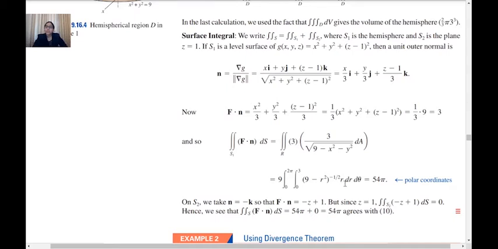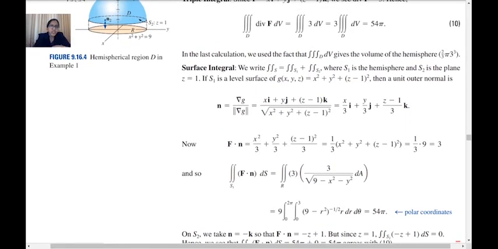So solving this, we get the answer to be 54 pi. So the triple integral was also 54 pi. So this integral over S1 is also 54 pi. So this means that the integral over S2 must be 0. Right. So let's see whether it is 0 or not.